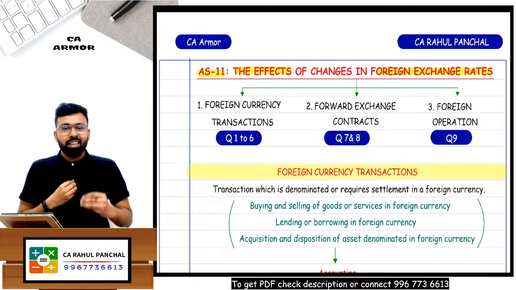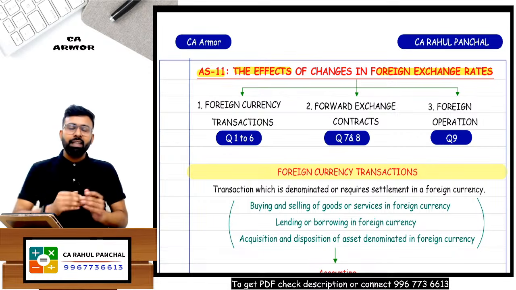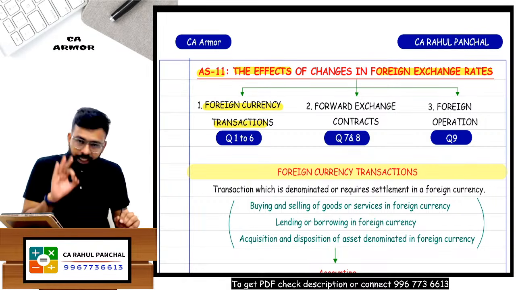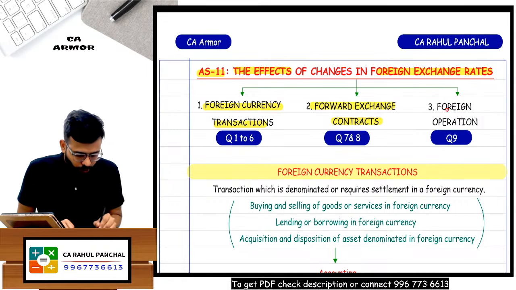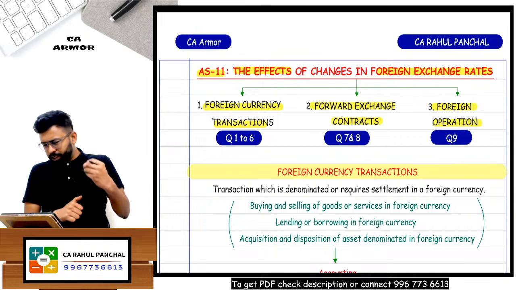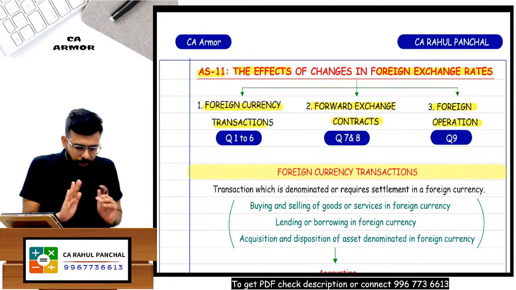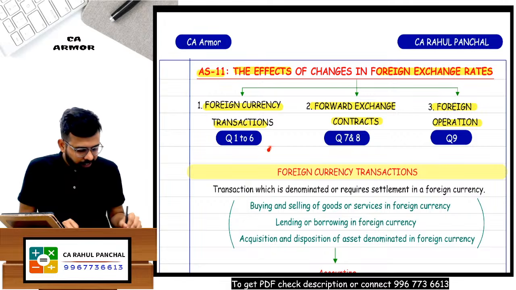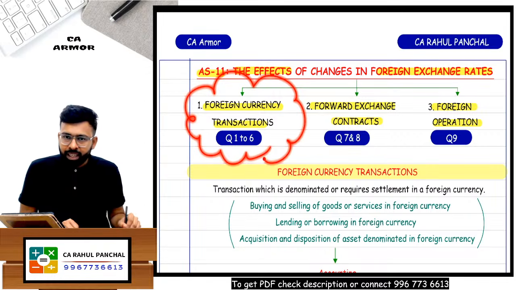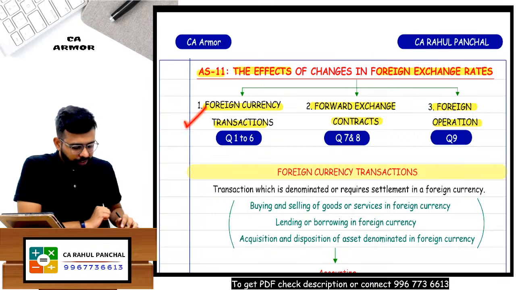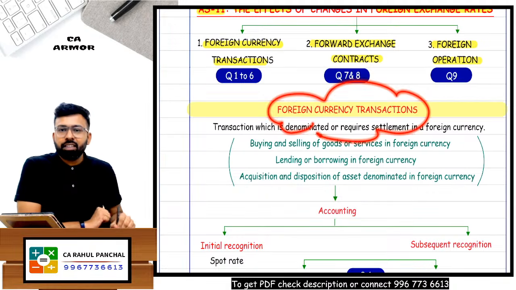Sir, this standard is divided into how many parts? This standard is divided into 3 parts: foreign currency transactions, forward exchange contract, and the third part, which is foreign operations. Once you do this, you are done with this standard. Okay, one by one. Sir, there are chances you will get questions from this category, that is foreign currency transaction. Sir, try to explain first of all what is this foreign currency transaction.